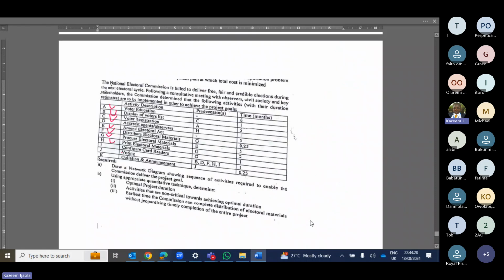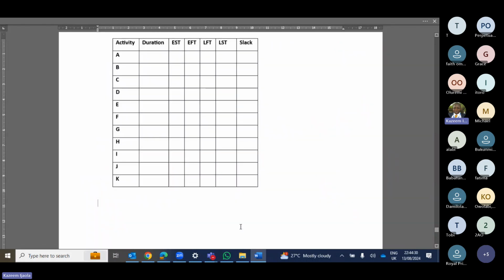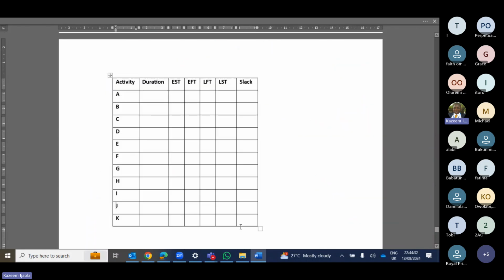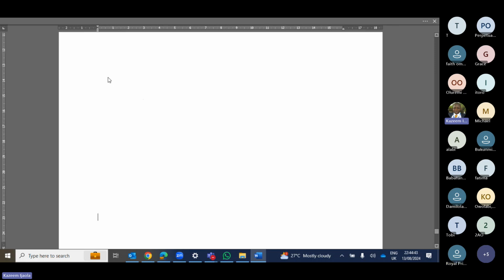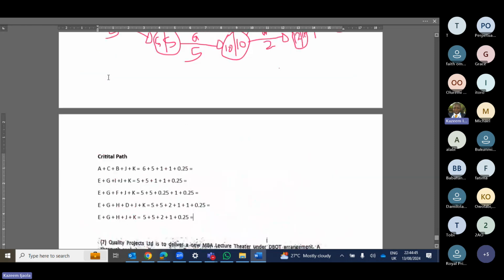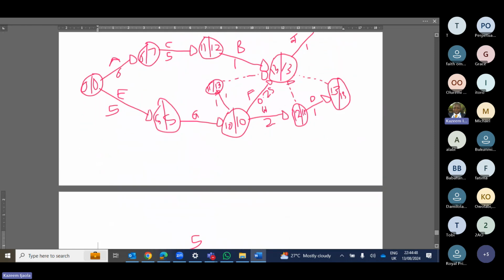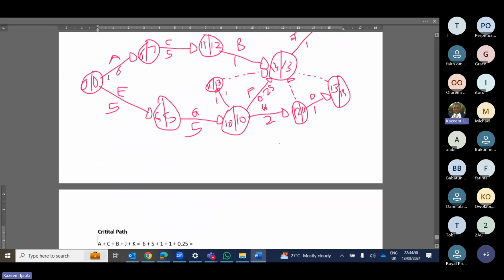So once you have done this, the next thing you do, you can see the pattern of the question is this. You draw your diagram, determine your critical path, do your forward part and backward part, then you complete this table. That is the only thing they are always asking on network. They are not going beyond this, actually. So the next thing you do is this thing. You prepare. This is your assignment.